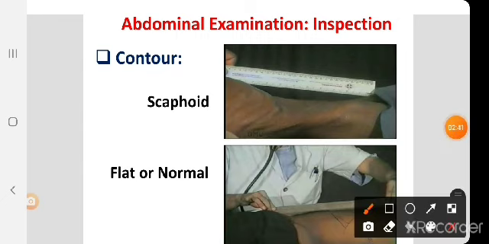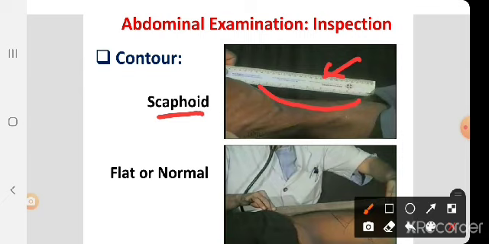You can see this is a ruler. You put it on the abdomen, and then you can see that the abdomen is convex downwards. The abdomen is convex downwards, and this is called scaphoid abdomen. And this is some sort of normal abdomen. When the patient is slim, thin, you can see this type of abdomen.